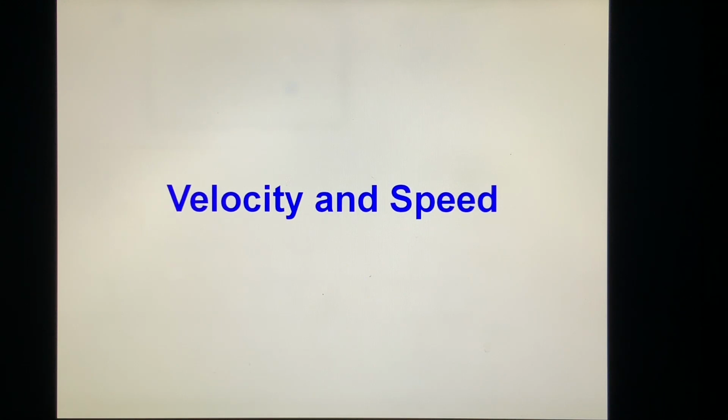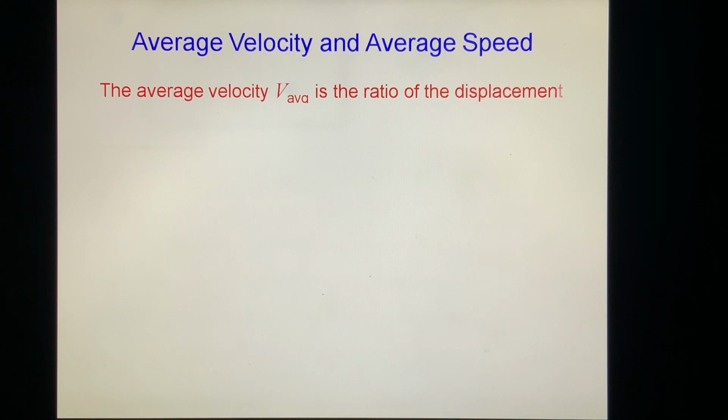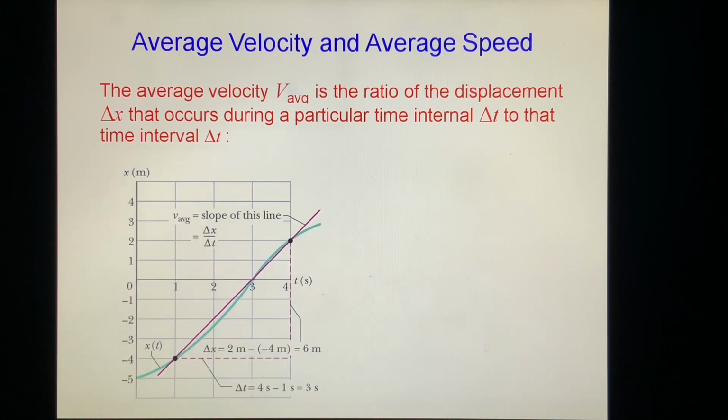Velocity and speed. Average velocity and average speed. The average velocity v average is the ratio of the displacement delta x that occurs during a particular time interval delta t to that time interval delta t. That is, look at this. The green line is the way a particle moves. Okay.